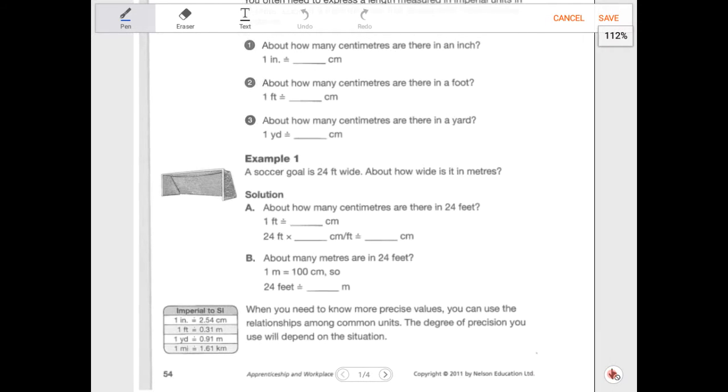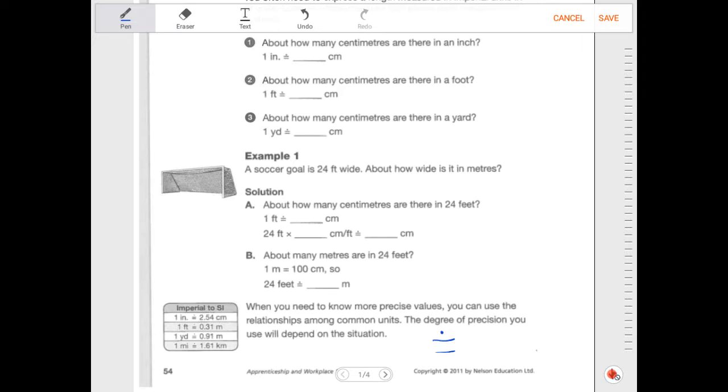It talks about here imperial to SI. I just zoomed in there so I could draw your attention. Now you see, these are very specific values. It says, 1 inch is, oh, I should point that out. This equals sign with a dot on top means, essentially in plain English, just about equals. It's not perfect, but just about. So as you can see here, 1 inch is 2.54 centimeters. 1 foot is 0.31 meters, 1 yard, etc., etc.